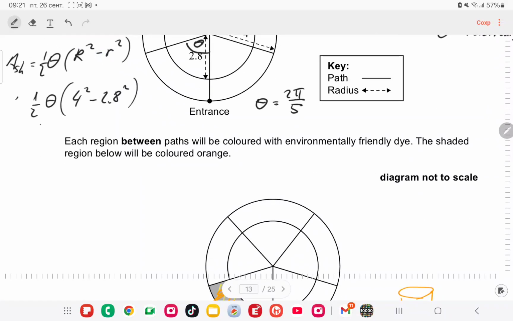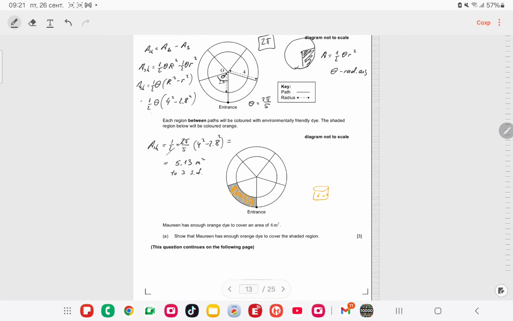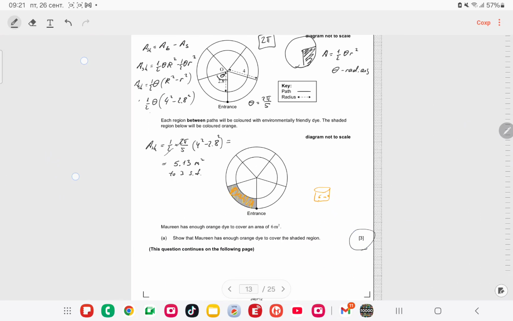And now let's plug everything in. So the shaded area is equal to 1/2 times 2 pi over 5, times 4 squared minus 2.8 squared. Now it's time for the calculator. We can use our calculator to find the shaded area. It's 5.13 meters squared, to 3 significant figures. Okay, done. So that's part A, 3 marks.